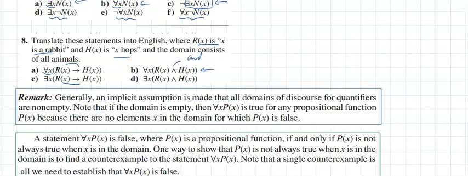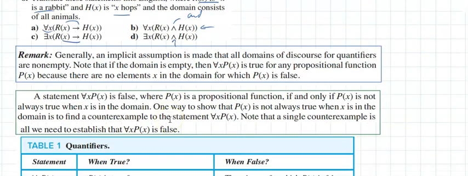D. There exists an animal such that if it is a rabbit, then it hops. And there exists an animal that is a rabbit and hops. Or you could say some rabbits hop, or some hopping animals are rabbits. So many ways you could say that.